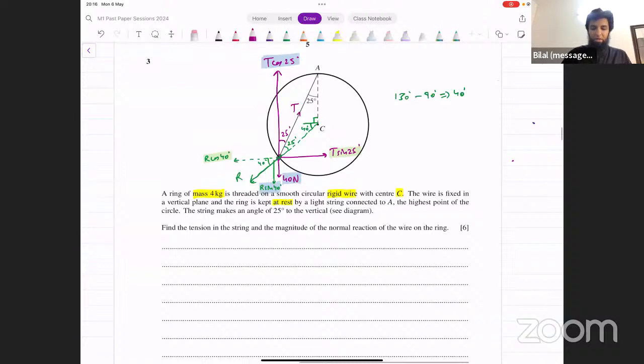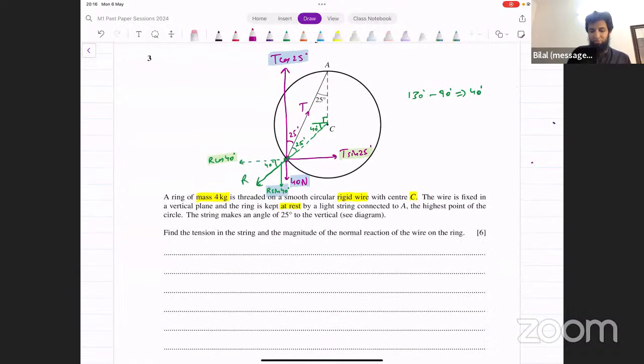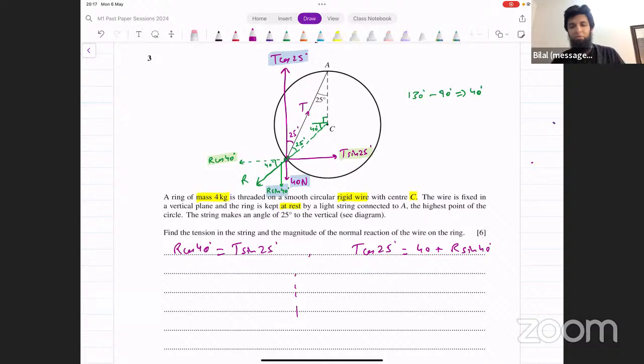We make two equations from them. The forces acting towards the left side are supposed to be equal to the forces acting to the right. So that means R cos 40 equals T sine 25. That is one equation that we get from this. And upward forces are supposed to be equal to the forces acting downwards. That means T cos 25 equals 40 plus R sine 40. So you have these two equations, you solve them simultaneously, and you get the values of R and T. I suppose you can do it after this, right?